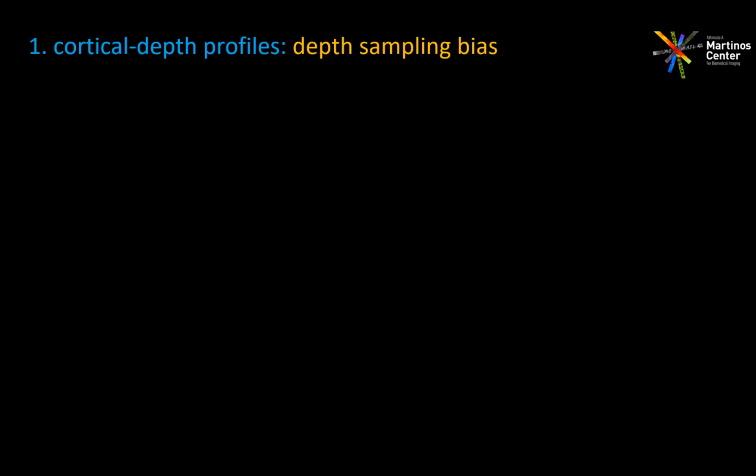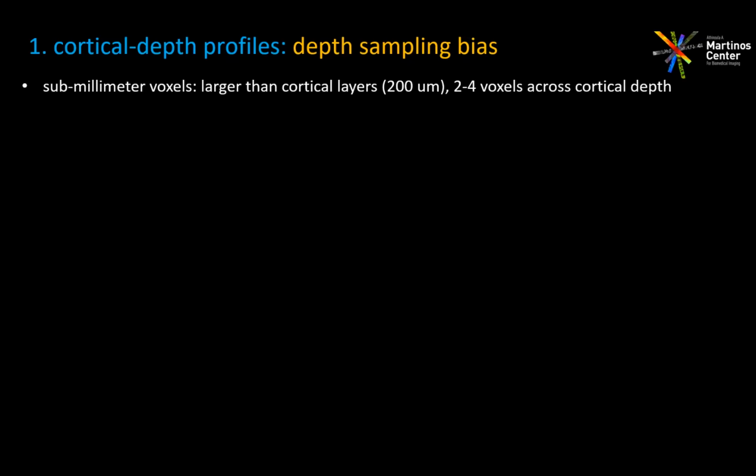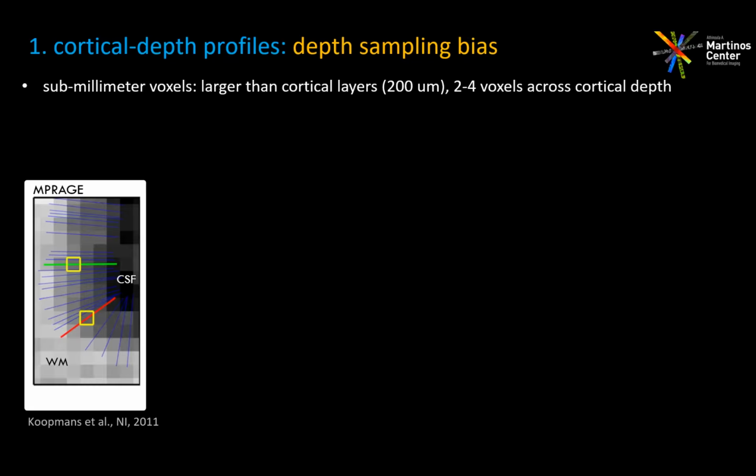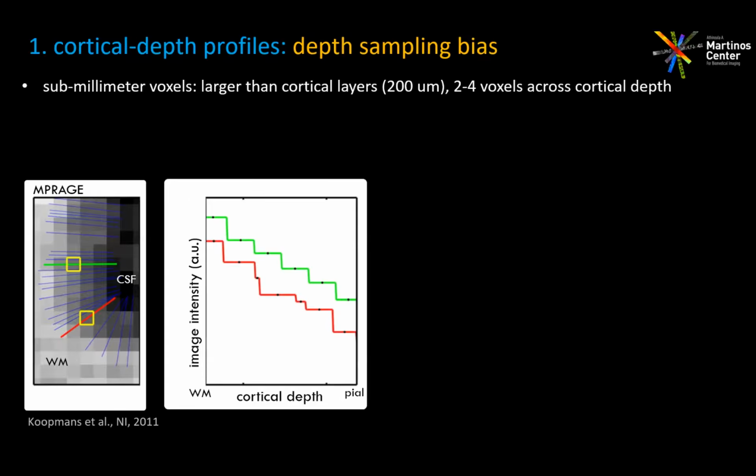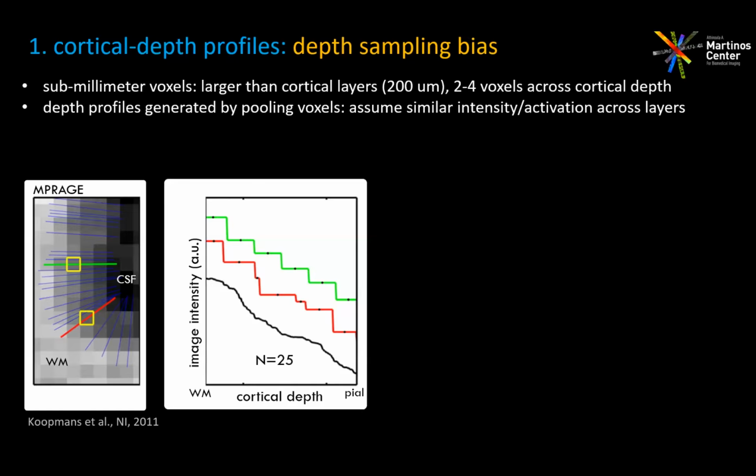All right, and one more thing I want to talk about, and John already talked about it yesterday, but I'm going to talk a little bit more because it's important, is the depth sampling bias. So we have submillimeter voxels, but they're still not on the level of the cortical layers, and we will have 2 to 4 voxels across the cortical depth. So if we take these 2 profiles, they're going to look like stairs, unless we average over more of them. Now, one important thing to mention is that when we're averaging and pooling over multiple voxels, we do assume that they have similar intensity or activation across layers, okay? That's something I'm going to get back to later.